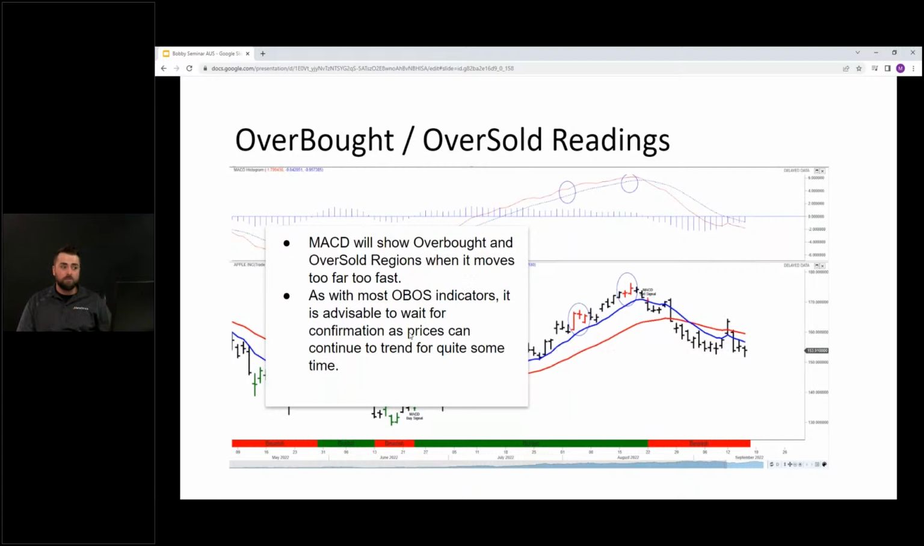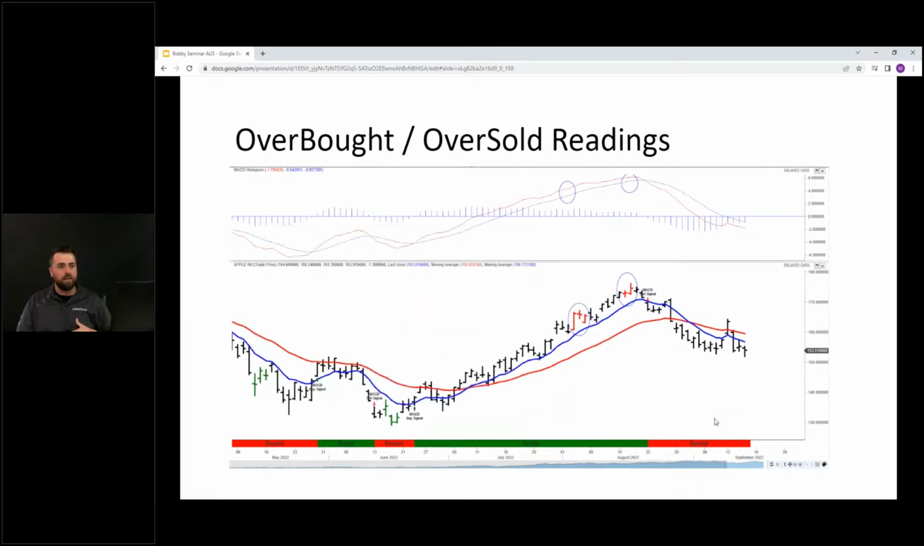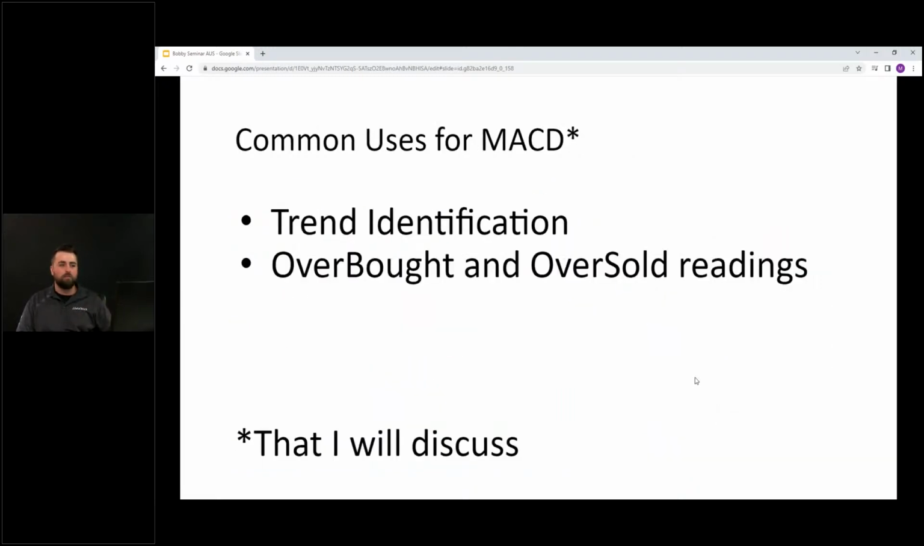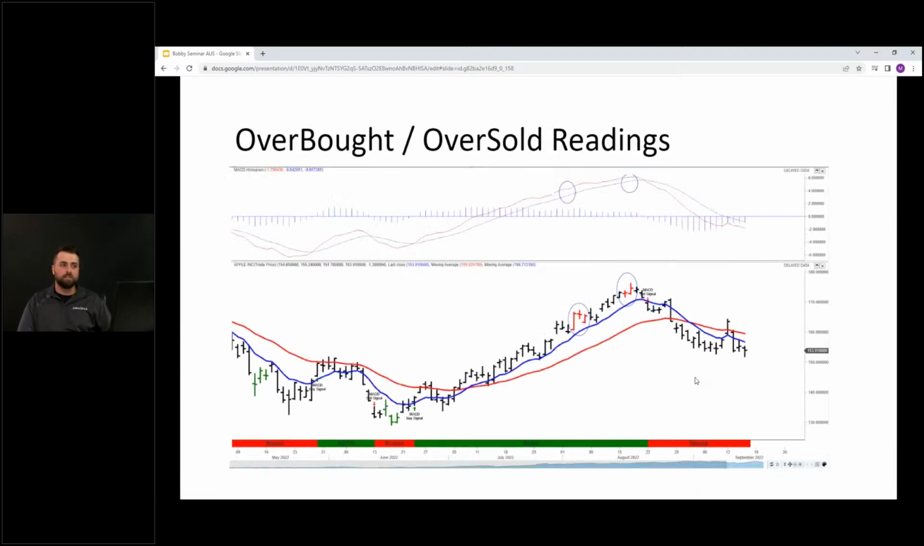It is advisable, though, to wait for confirmation, as prices can continue to trend for quite some time. So even though it was showing here, we didn't have a sell signal generated when this was showing overbought. It was just warning you that it could be turning soon, and it happened again. We would have wanted to wait until it signals down and gives us the actual sell signal, which didn't come until here. And that's likely when you would have taken the trade. But sometimes if you're just using it with other indicators, maybe you'll only care about looking at the overbought and oversold readings in some situations.